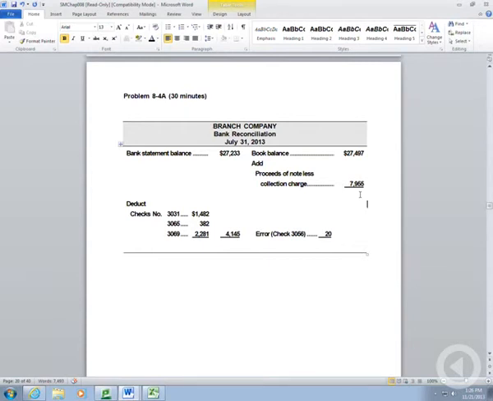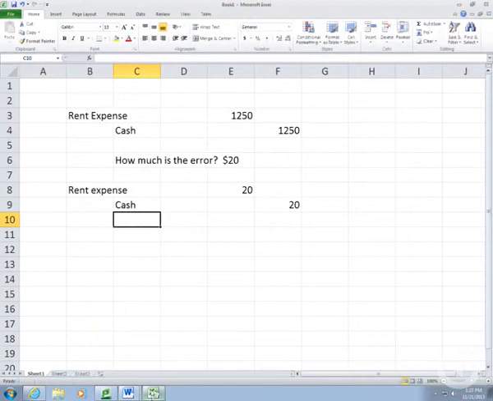And by the way, every journal entry for the bank reconciliation would involve either a debit to cash or a credit. Is this a debit to cash or credit? No, on our books, it's a debit. So let's do the journal entry. How much are we going to debit cash? $7,955.